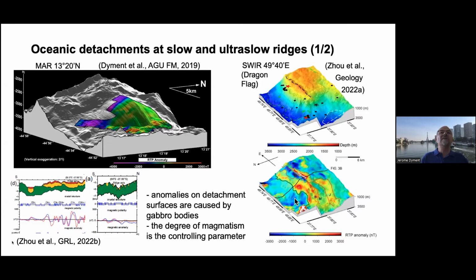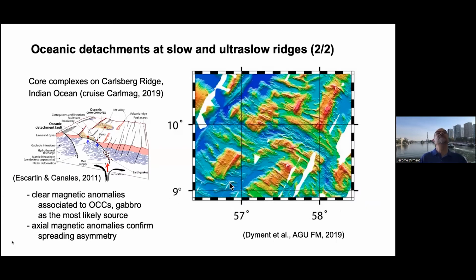And when we have gabbro bodies, those gabbro bodies are causing some magnetic anomalies. And what is definitely controlling what is observed is the degree of magmatism. And in this paper that was just published, we show that you can model pretty well the magnetic anomaly on sea surface data by varying the degree of magmatism and by considering gabbro bodies as a secondary source of a magnetic anomaly on the detachment surface. This is confirmed by our observation on the Carlsberg Ridge.